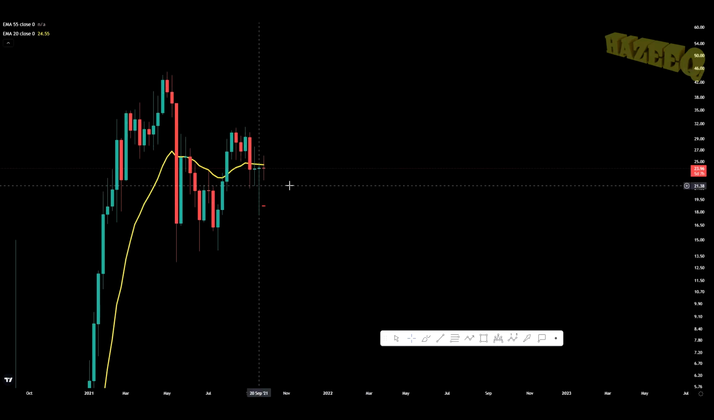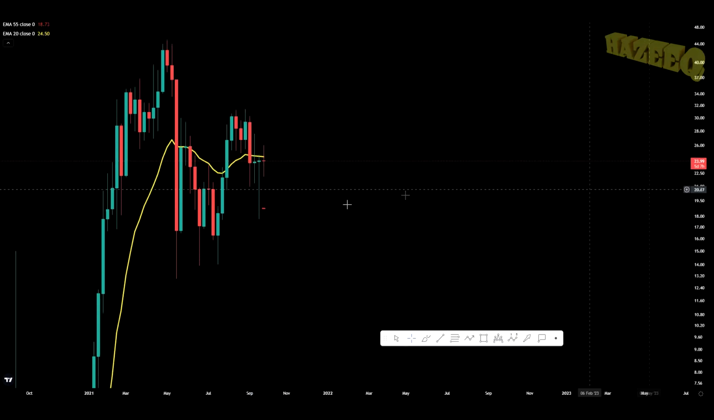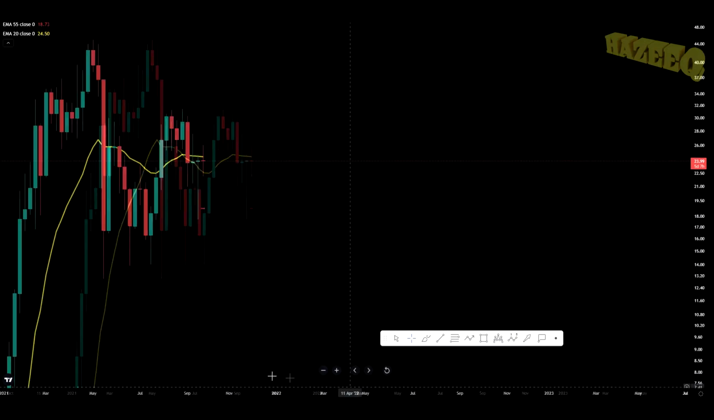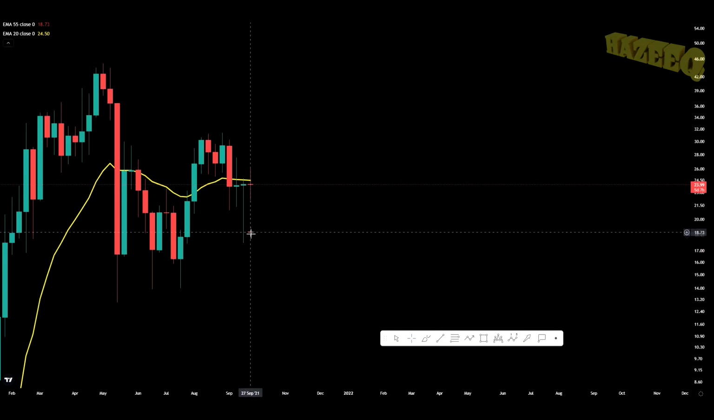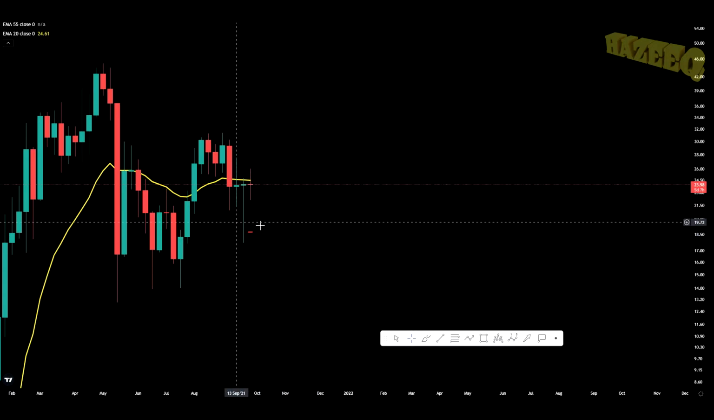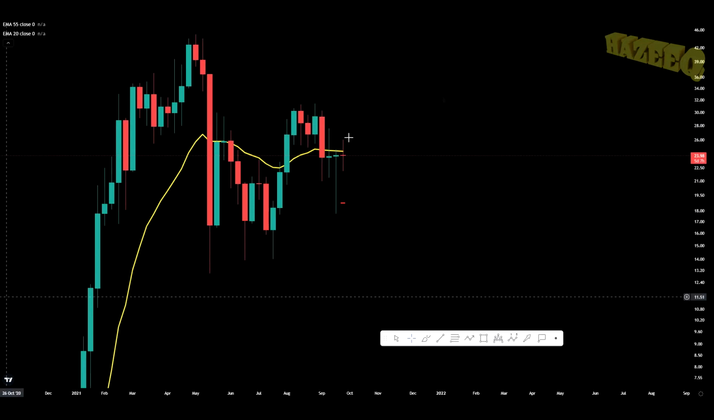So looking at the weekly chart, you can actually look at this 55 EMA over here. Just this little red line that just formed, that is the 55 EMA on the weekly chart. That's where you potentially can see a bounce, okay? So keep an eye on the 55 EMA on the chart.